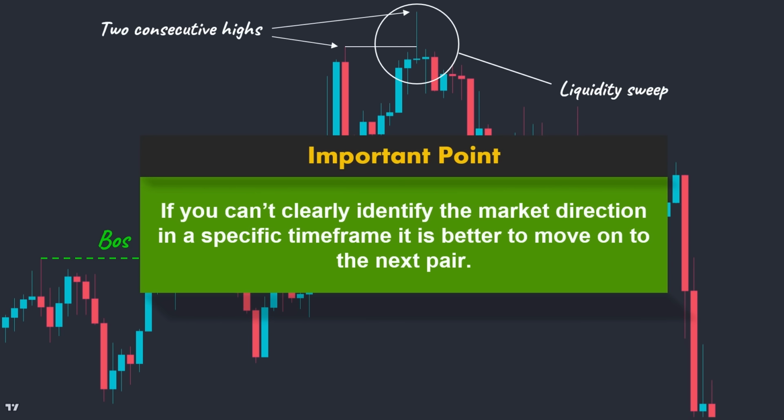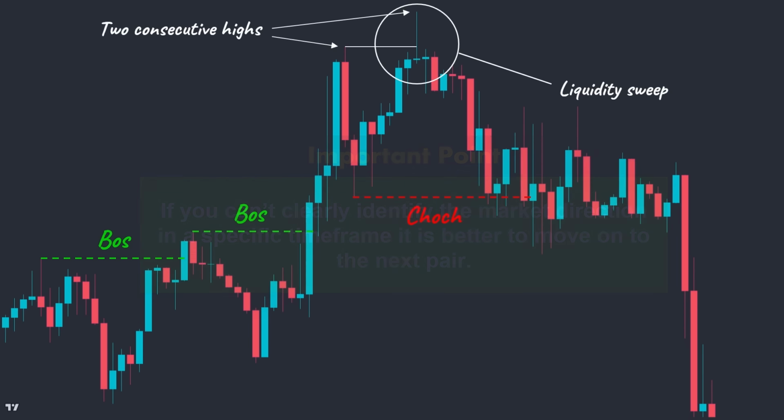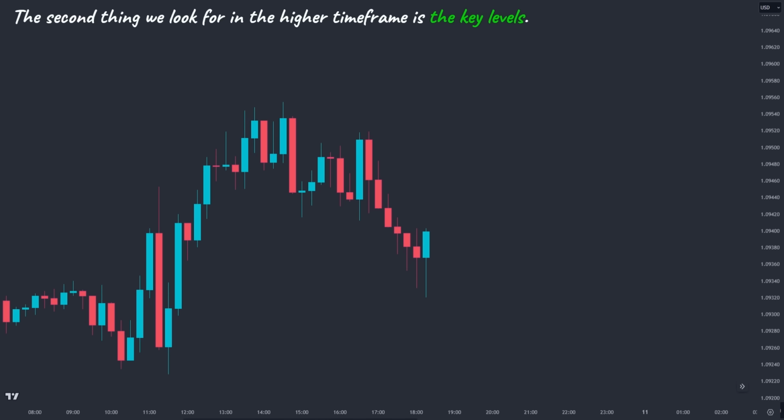Now, remember, if you can't clearly identify the market direction in a specific time frame, it is better to move on to the next pair. Because unclear market direction in a specific time frame increases the risk of making uninformed trading decisions. Moving on to the next pair allows traders to focus on opportunities where the trend is more apparent, promoting better decision-making and risk management.